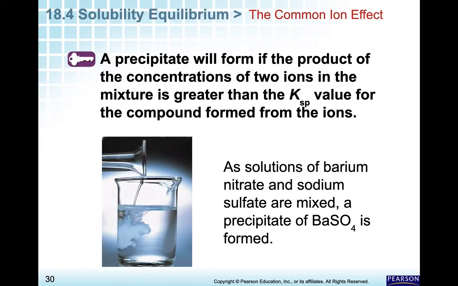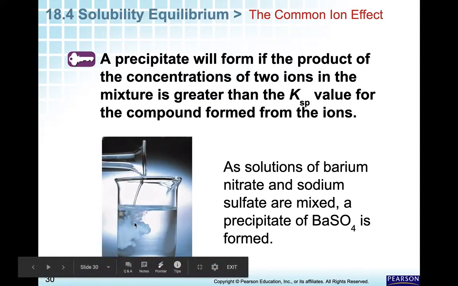So the key here is that a precipitate will form if the product of the concentrations of the two ions in the mixture is greater than the solubility product constant value for the compound formed from the ions. And I'll show you what that looks like. So for example, as a solution of barium nitrate and sodium sulfate are mixed, we can see this white cloudy precipitate forming of barium sulfate.